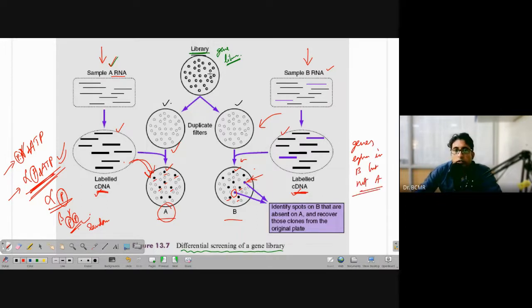And then we can always go to the master plate, pick those colonies, and identify what they are. That gives a good idea about the clones that are expressed in B but not in A. That is the differential screening of gene library. Okay. Any questions here?